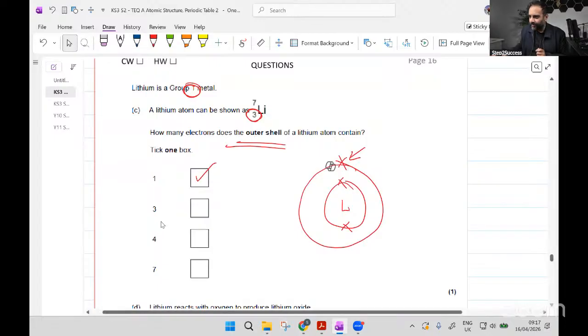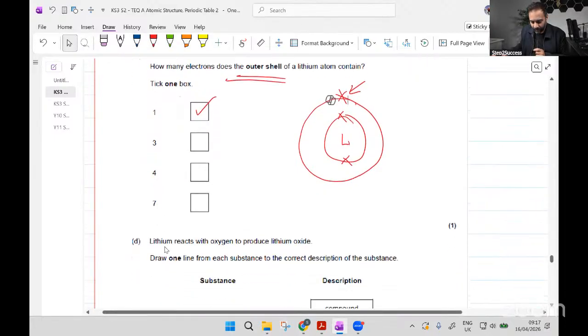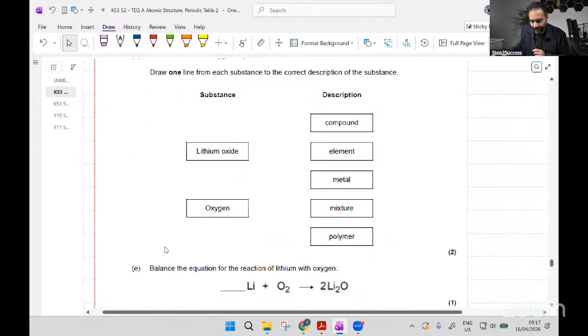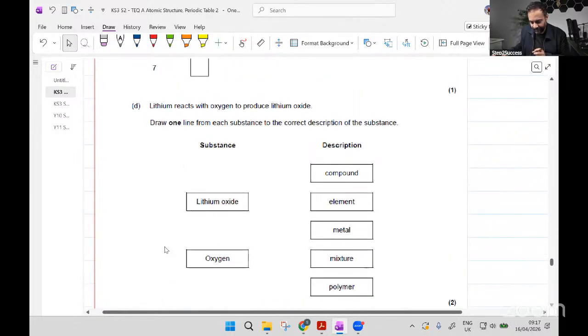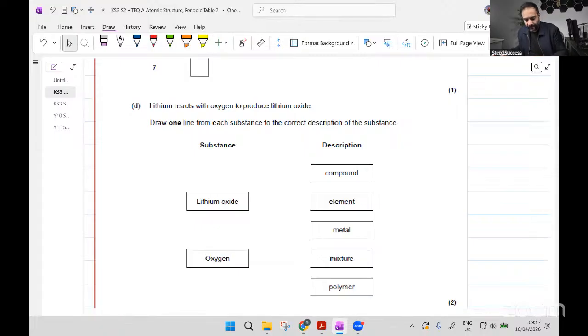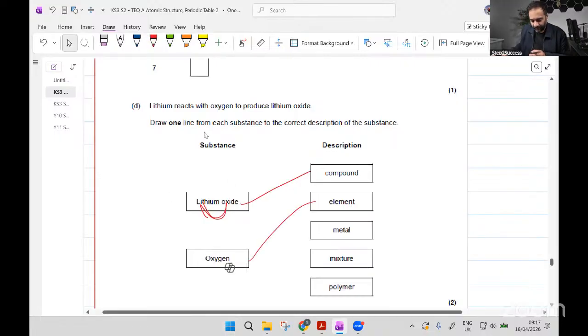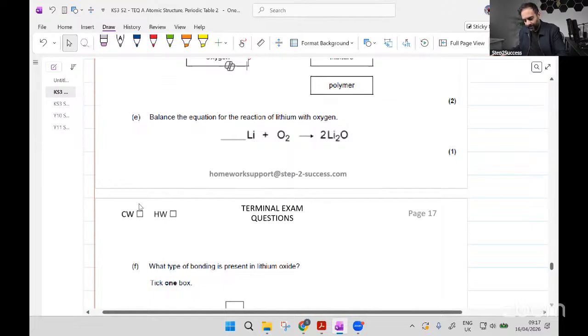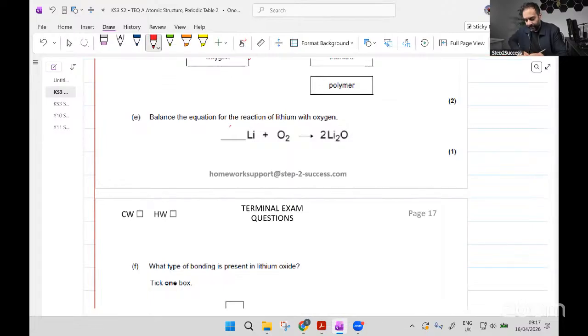Right, booklet 3, question 5 will be the last one I will do. Lithium reacts with oxygen to produce lithium oxide. Let's draw one line to the correct description. Anything where there's two things joined together, it's a compound. Oxygen on its own is an element because it's on the periodic table. Balance this equation. Well, that's tricky actually. Because we put this two here, what that does is it doubles the lithiums to four on that side. To balance it, we need four on that side as well.